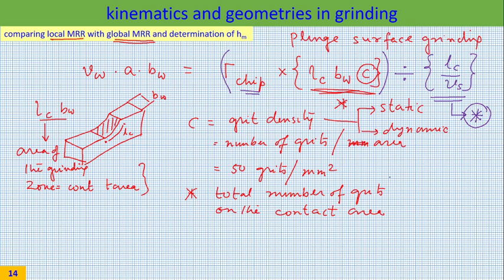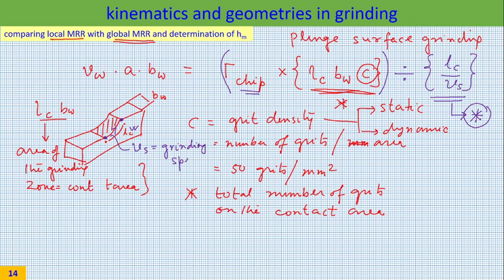You are saying something. You are going in the correct direction. Come again. Time of engagement, sir. Time of engagement. That means a grit starts cutting from this particular position and it disengages over here and it moves over a length of Lc. With what speed does it move? It moves with a speed of Vs, that is the grinding speed.